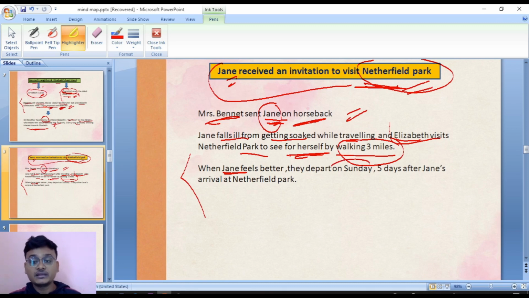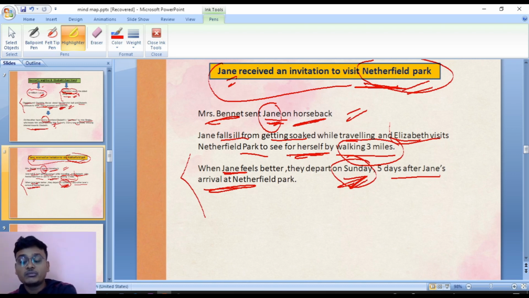So when they depart on Sunday, 5 days after Jane's arrival at Netherfield. 5 दिन के बाद जेन एंड एलिजाबेथ ऑन संडे पे वो लोग नेदरफील्ड पार्क से निकले घर. कहाँ तक? कहाँ? लॉन्गबर्न में. Okay, now move to the next slide.